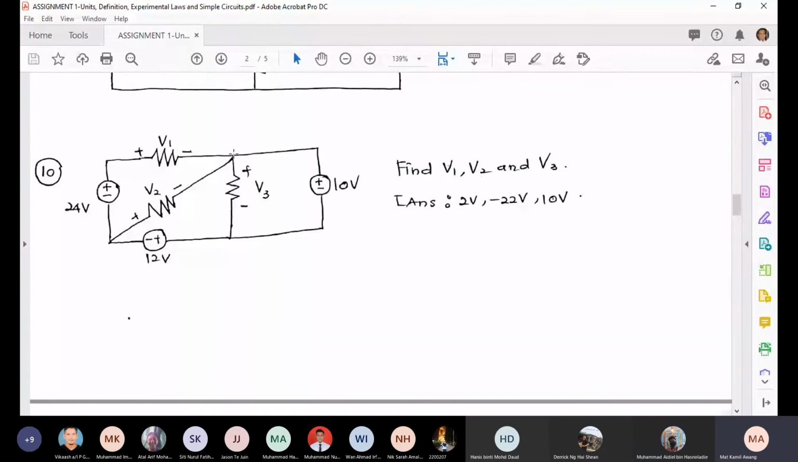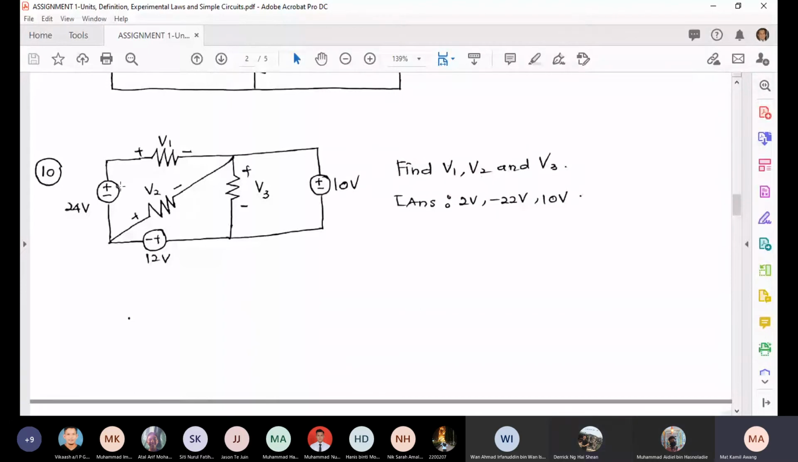So if this is 10 volts, okay, what is V2? 10 volt plus 12 volt. So V2 is 22 volt. 12 volt plus 10 volt, 10 volt here plus here. So you get this. But the sign is minus, because this one is plus here and plus here, but the sign given in this diagram is the other way around. So therefore, it's minus 22 volt.